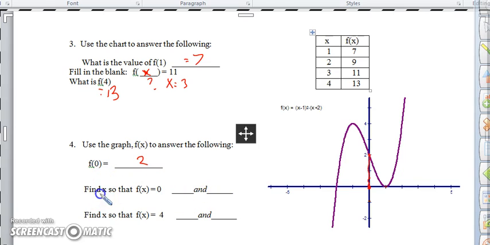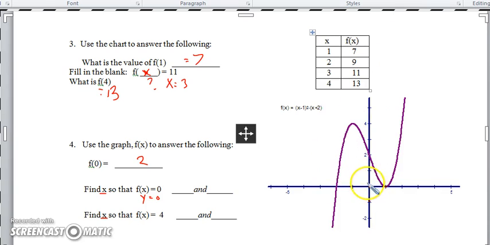Now these are different. We don't know our x values. Find x. That means we don't know the x value. So find x so that f of x equals 0. That means y equals 0. So when y is 0, what are our x values? All right, well, here's y at 0. Crawl over on the x-axis then. Oh, there's one right there, 1. But there's another one over here. If we crawl over here, 2. So when y is 0, you're going to have 2 x values.